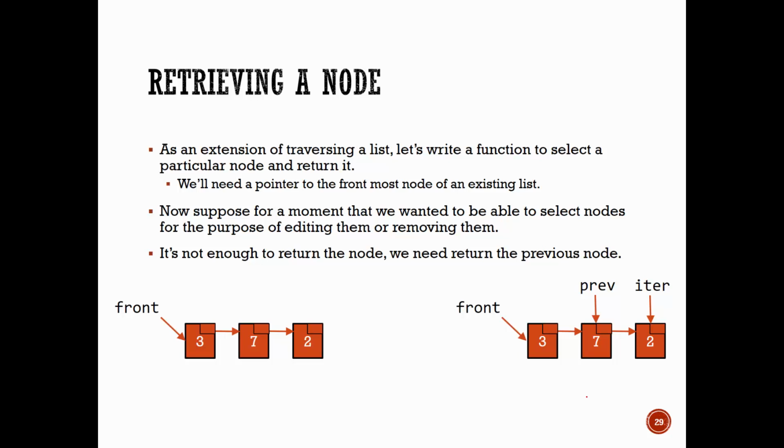Maybe I want to somehow change a node in some way. So what could we do? We could think about writing a function to select a particular node and return it. Now, in order to do that, we'll of course need a pointer to the front of a list. So over here, you can imagine that I have this list, which contains these three different nodes. And maybe I want to select this node over here so that I can do something to it. So this would be fine.